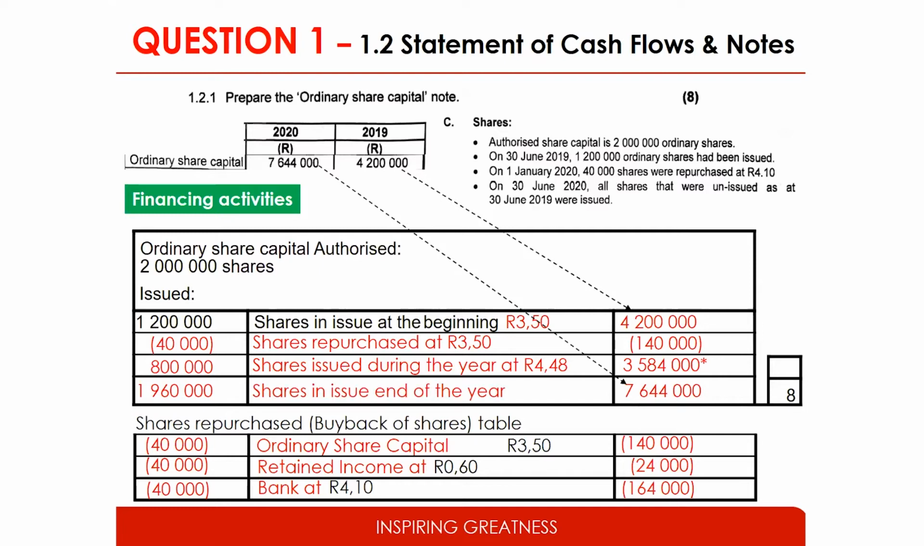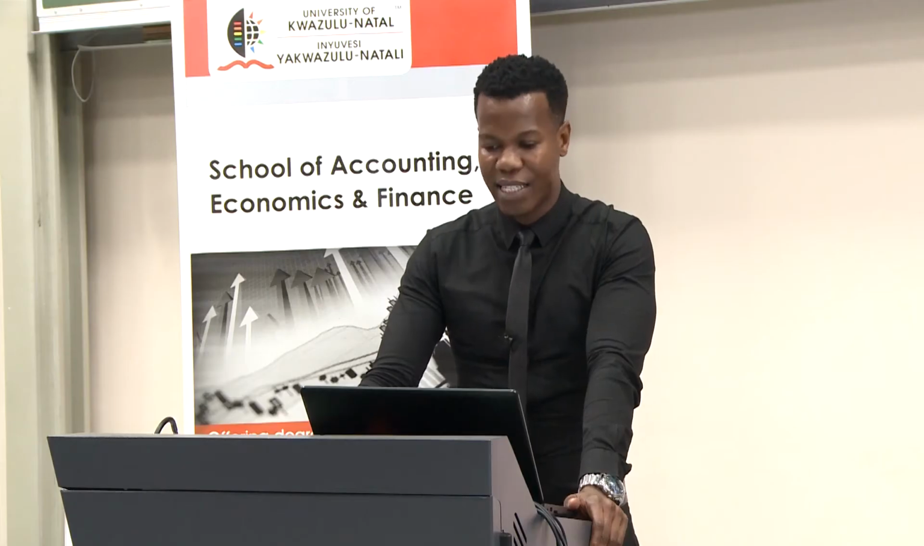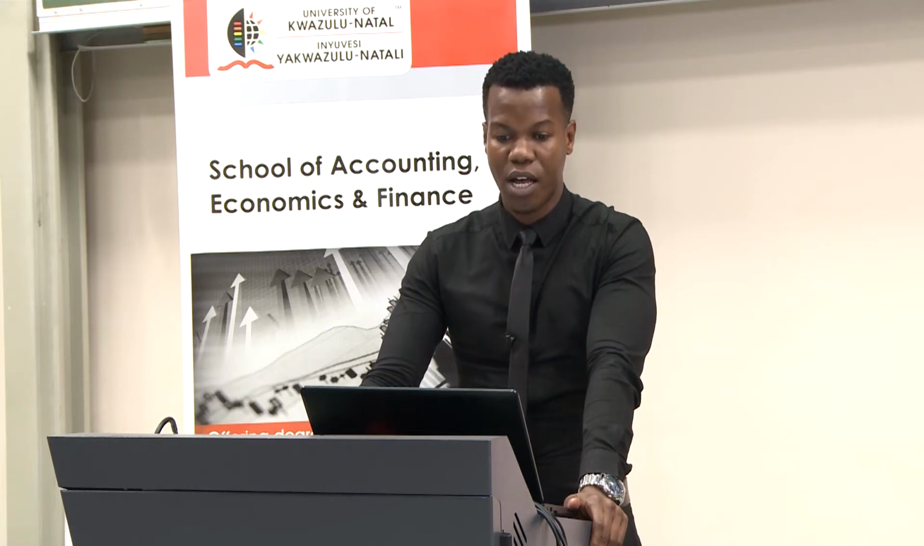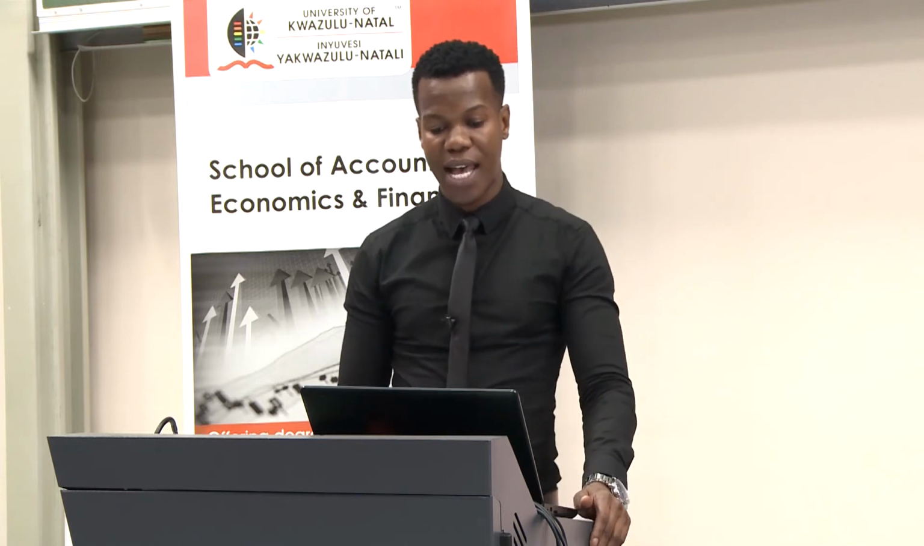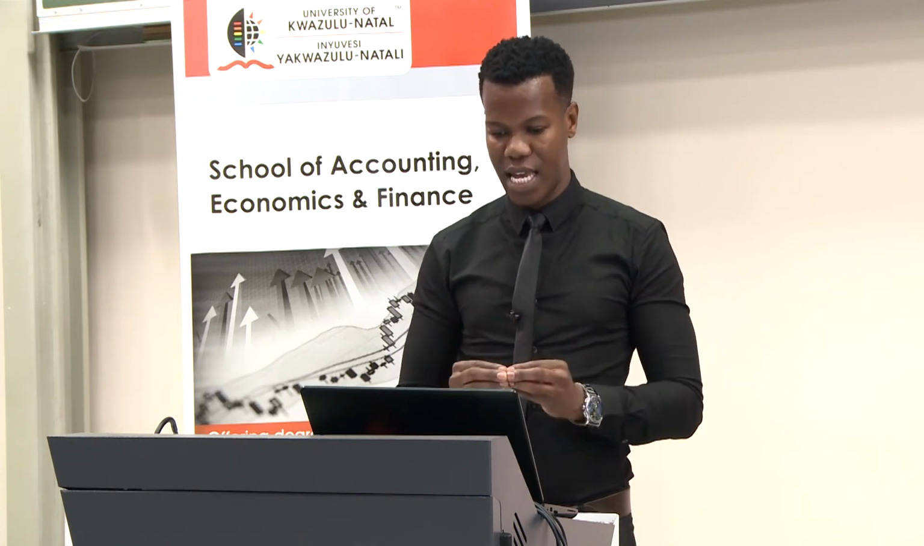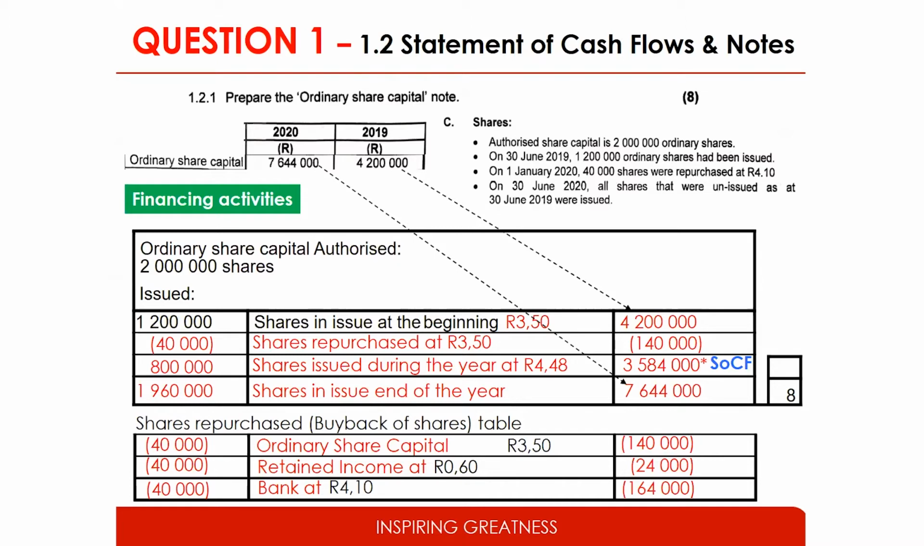Now, the final figure, which is our balancing figure, as per our ordinary share capital note, that is now the number of shares that we were able to issue in the current year. And that is, we were able to issue 800,000 shares at 4.48 cents. That is a balancing figure because you already have your opening balance. You already have your shares which we've repurchased. You have your closing balance of your ordinary share capital.